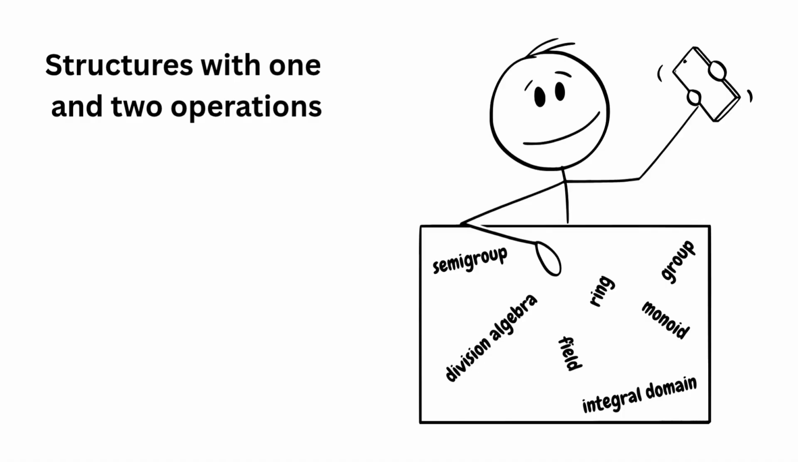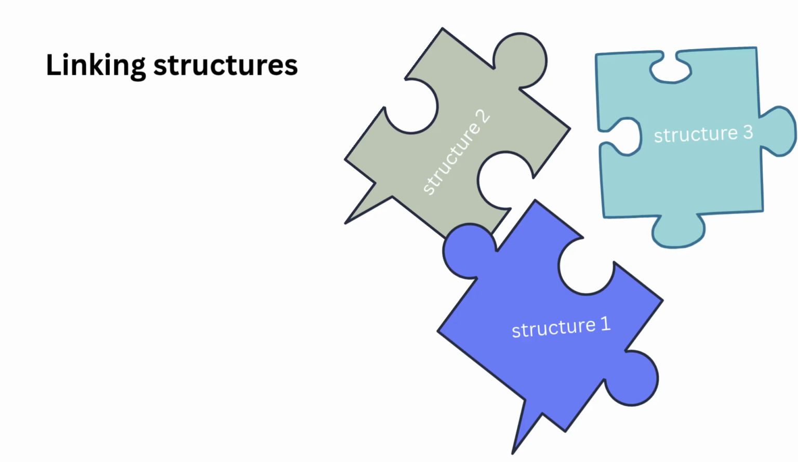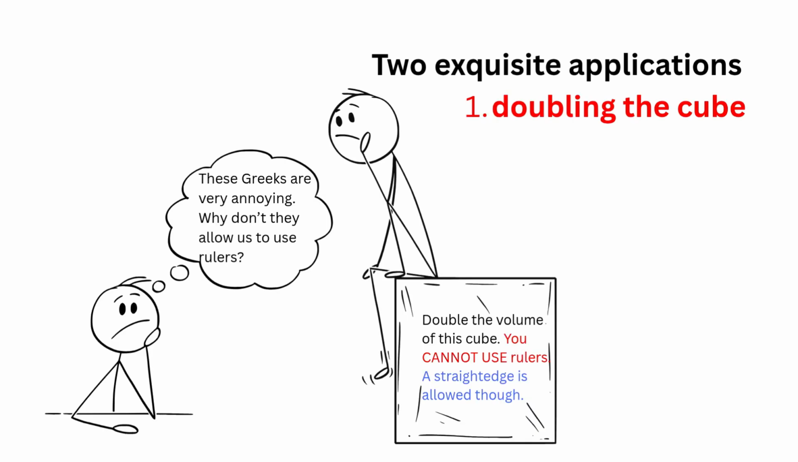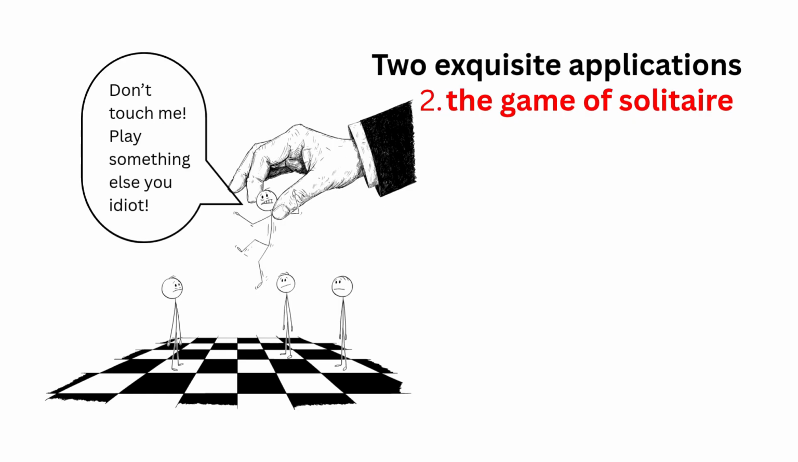I have now presented algebraic structures with two operations. In a forthcoming video, I will discuss more complicated structures resulting from the linking of two structures. Also, I will post two supporting videos with exquisite applications of fields. One video discussing the doubling of the cube, known as the Delian problem, and one video discussing the game of solitaire. These are just two of the numerous applications of field theory.